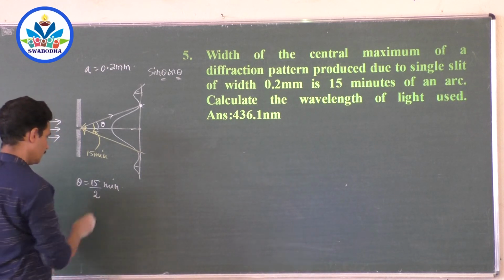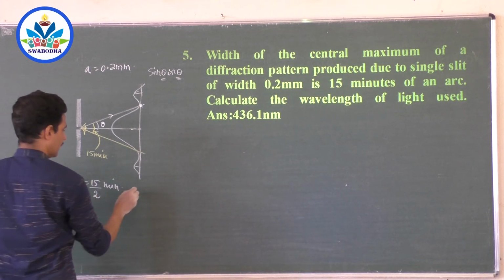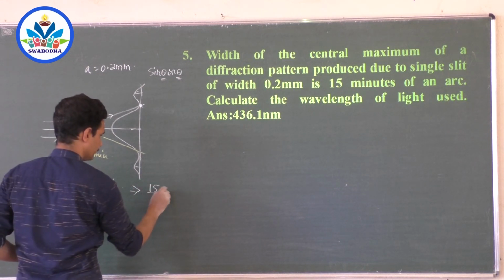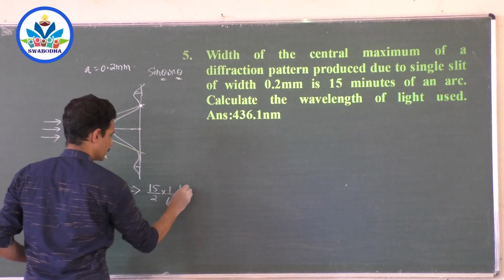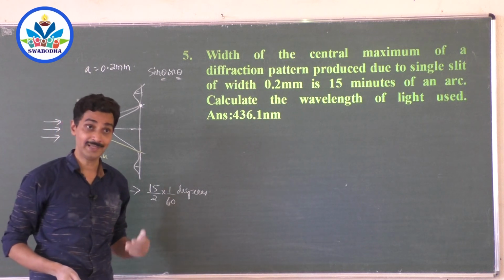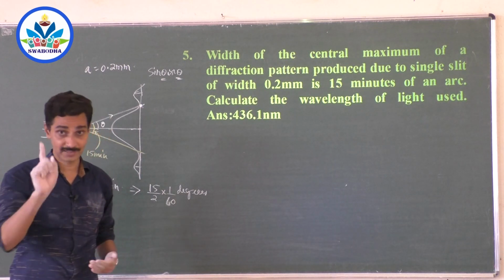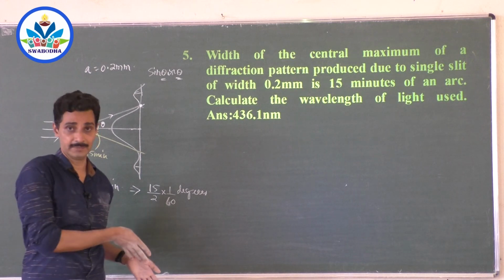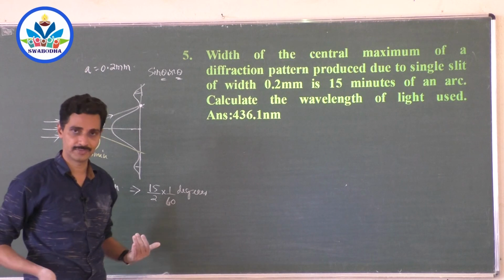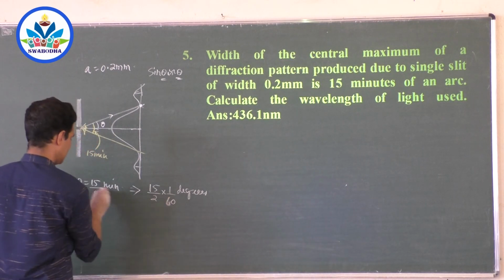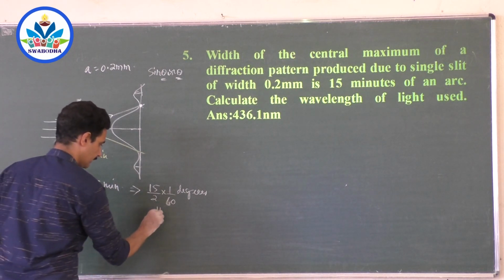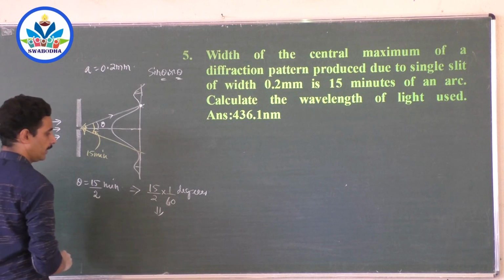So how to convert it into radians? 15 by 2 minutes, divide it by 60, it becomes degrees. For example, 30 minutes is half a degree. Why is 30 minutes half a degree? 60 minutes is 1 degree, so when you divide 30 minutes by 60, you get half a degree. Divided by 60, it becomes degrees. Then convert it into radians. How to convert it into radians? Multiply by pi by 180.